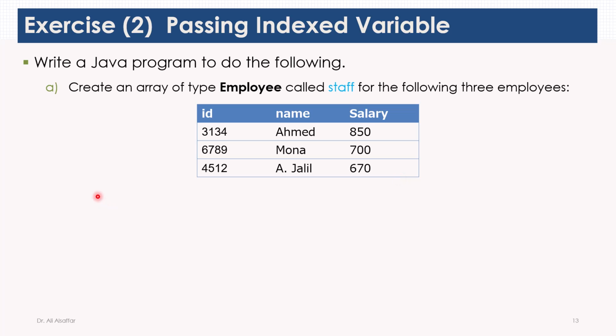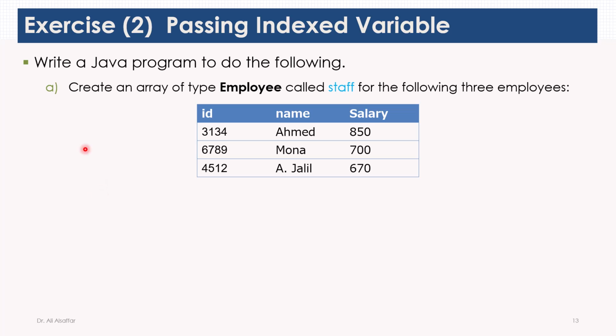The purpose of this exercise is to show you how to pass an index variable to a method if this index variable is a reference to an object. Also, we will show you how this method can change the object pointed to by this index variable. We will write the program in steps.